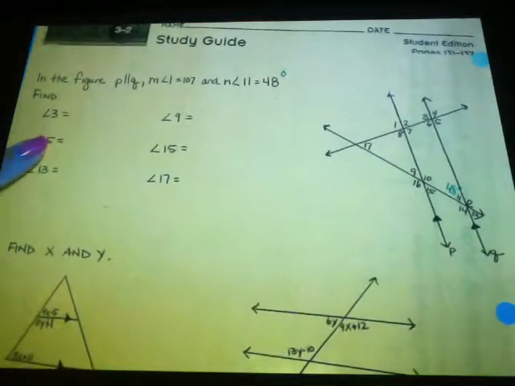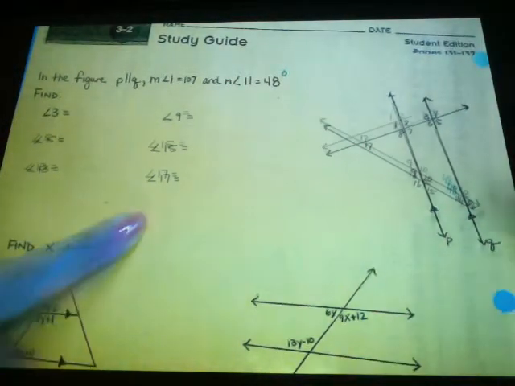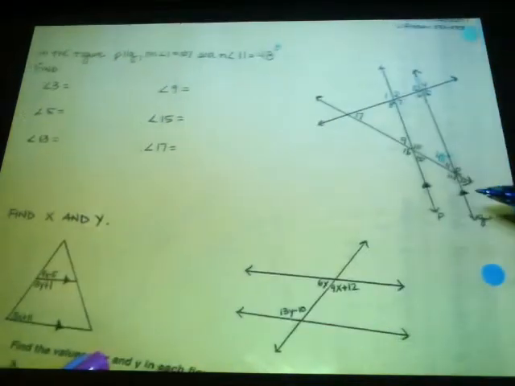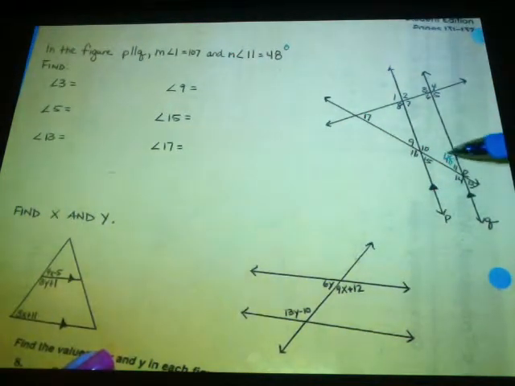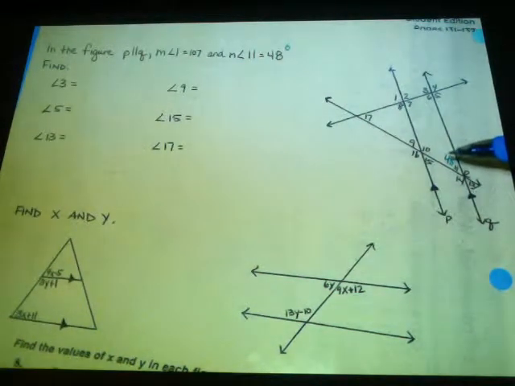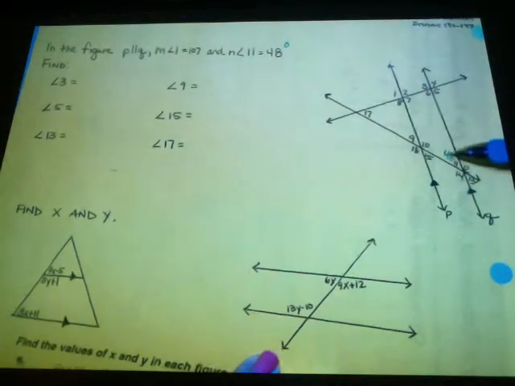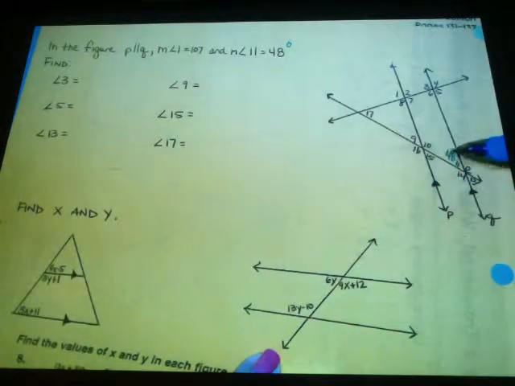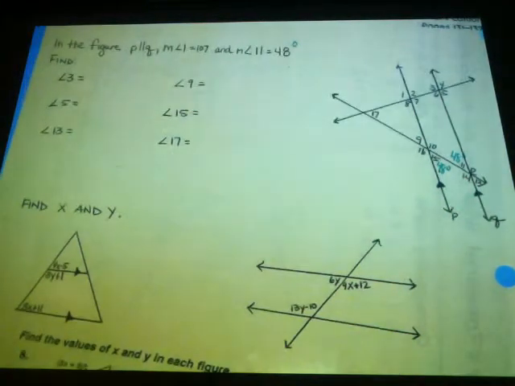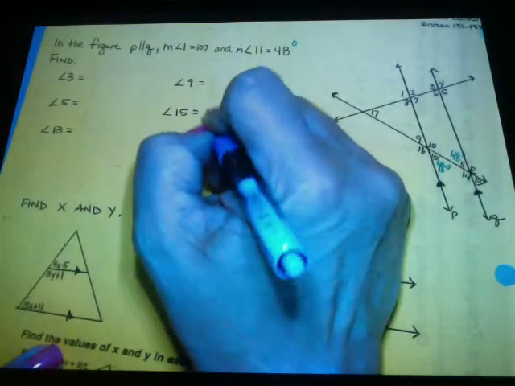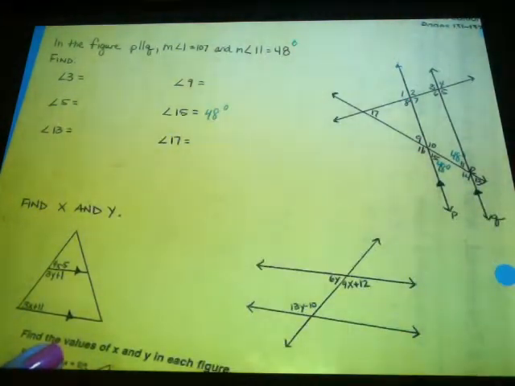So we have to find the measures of all these angles. Starting with this one, it's like dominoes. What can I find and why? If this is 48 degrees, what else do you know? Raise your hand so I can see. Haley. How do you know that angle 15 is 48 degrees? What's the relationship? Alternate interior. So we're going to put 48 degrees here.